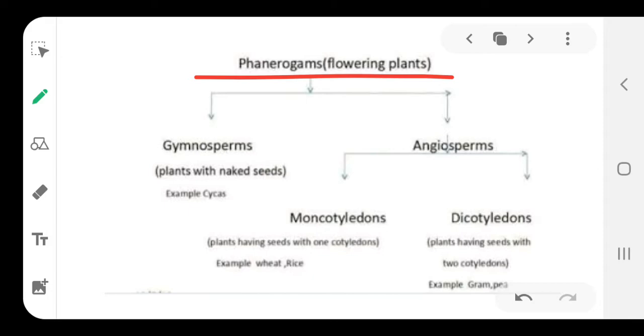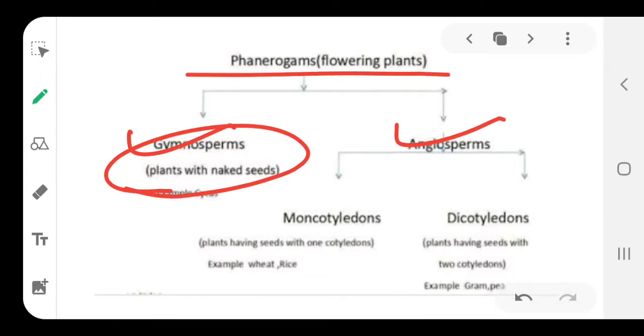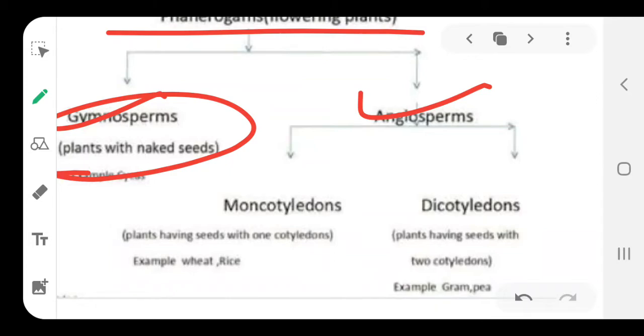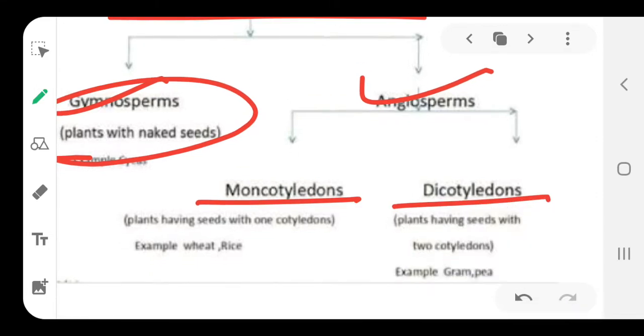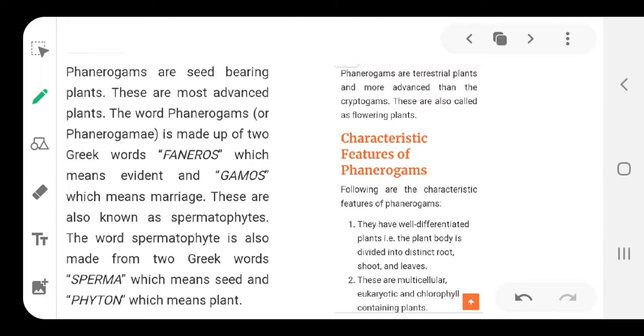So phanerogams are further divided into gymnosperms and angiosperms. Gymnosperms, I have told you, are plants with naked seeds, while angiosperms, depending upon the cotyledons in them, we further divide into two segments. One is called monocots or monocotyledonous plants, the other is called dicots. The word mono means one, so monocots have only one cotyledon, while dicot means two, so dicots have seeds with two cotyledons. We are going to study this in detail in this topic.